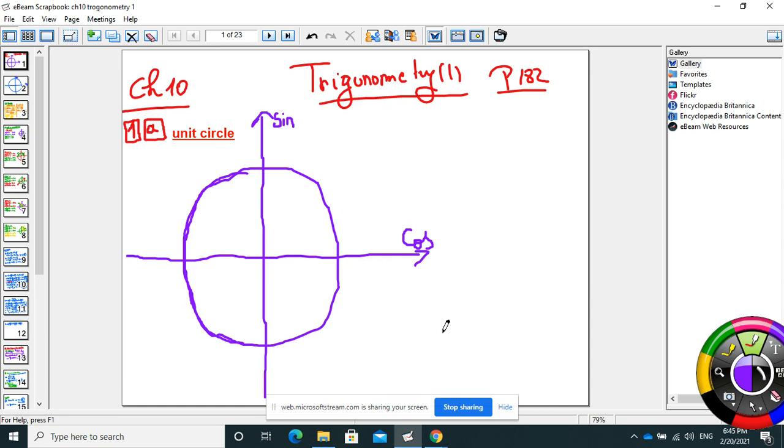So this is the first part of chapter 10, Trigonometry 1. We're going to start by reviewing the unit circle. I know that you know this from last year, but I prefer to review this one. When I say unit circle, it means the radius of the circle is 1.